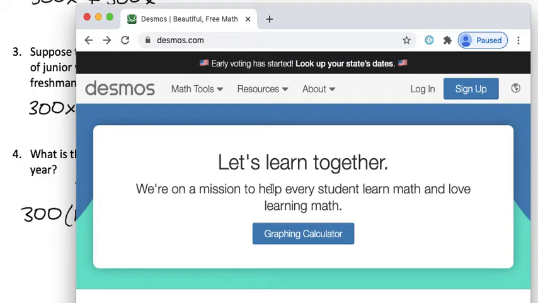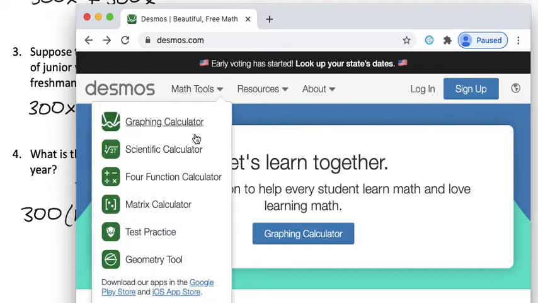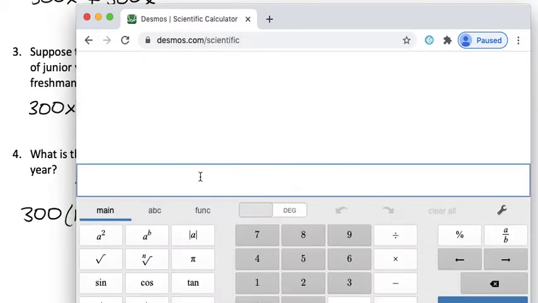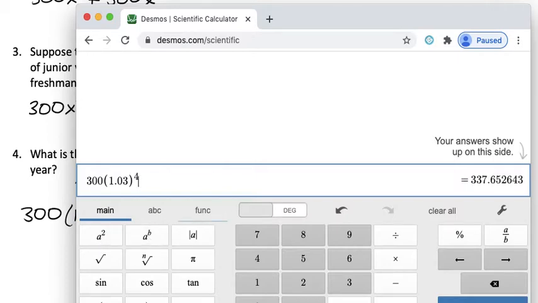So remember, we use the graphing calculator for graphing. If we just want to calculate things, we go to Math Tools and use the Scientific Calculator. So I'm going to type in what I just wrote out. I'm doing 300 times 1.03. I use this a to the b button for exponents other than 2. So this one has an exponent of 4.